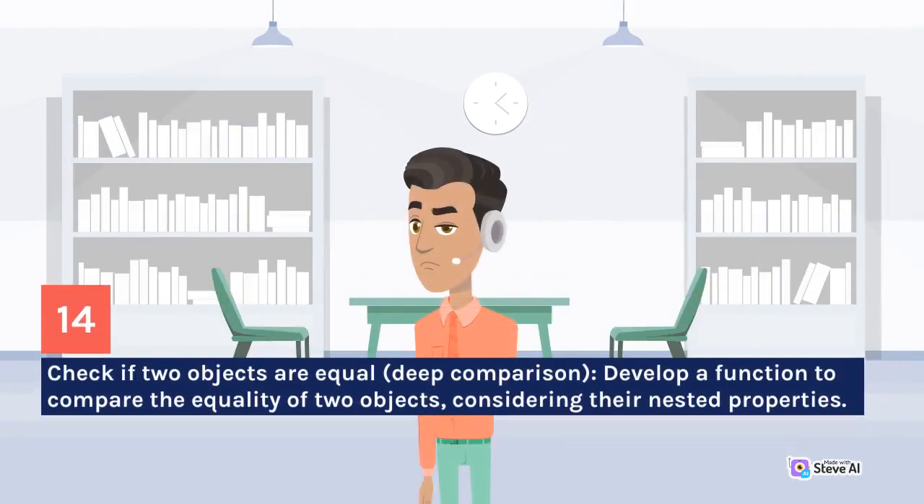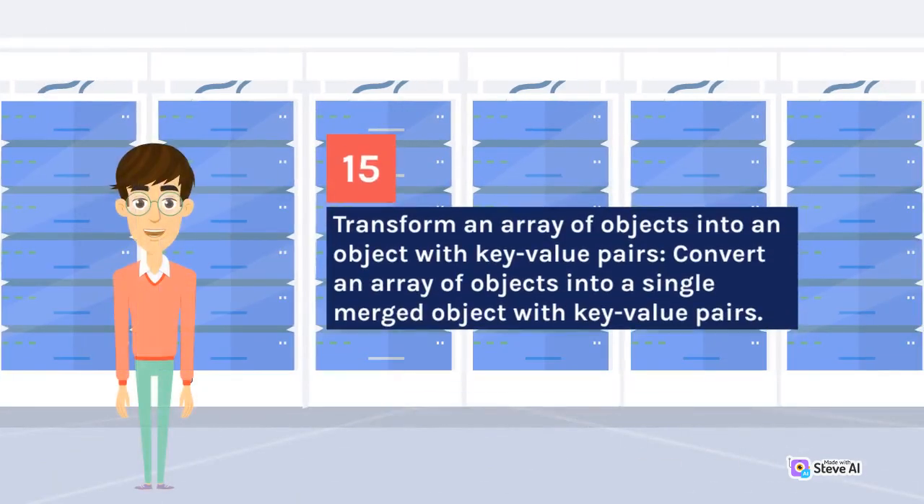Check if two objects are equal. Deep comparison. Develop a function to compare the equality of two objects, considering their nested properties. Transform an array of objects into an object with key-value pairs. Convert an array of objects into a single merged object with key-value pairs.